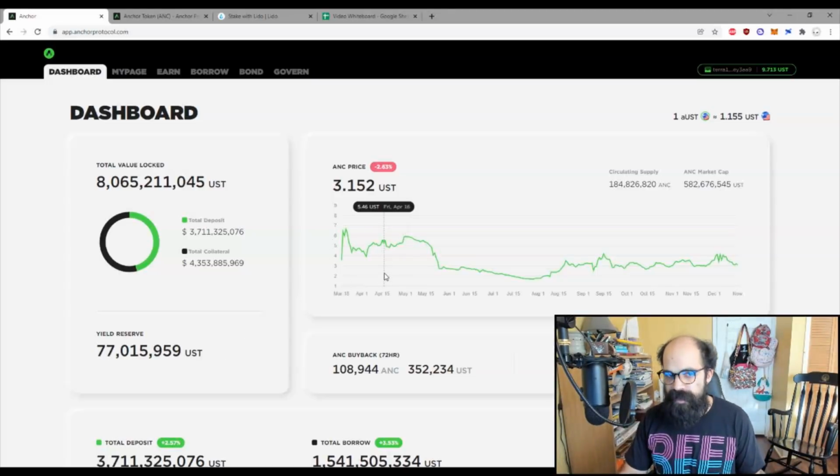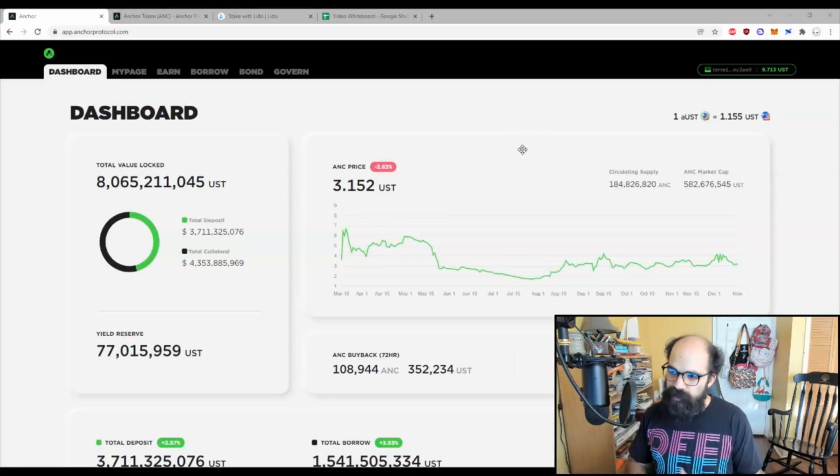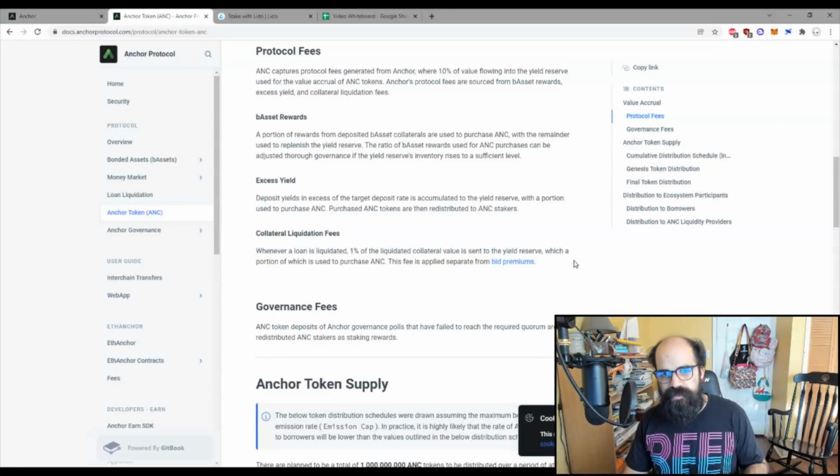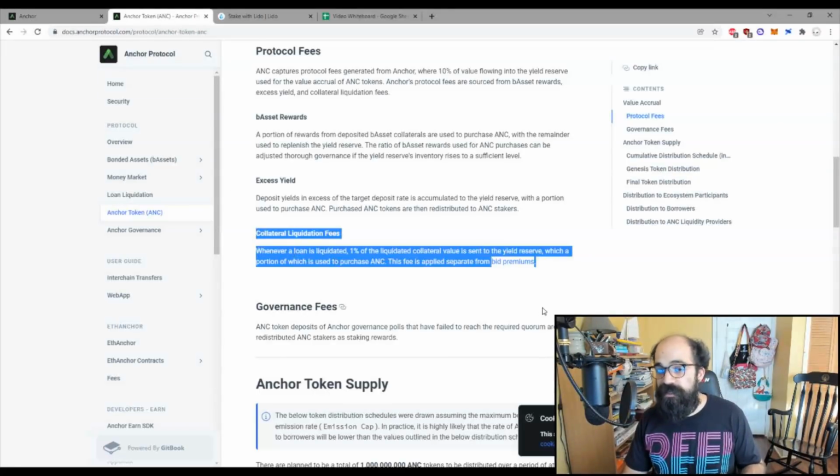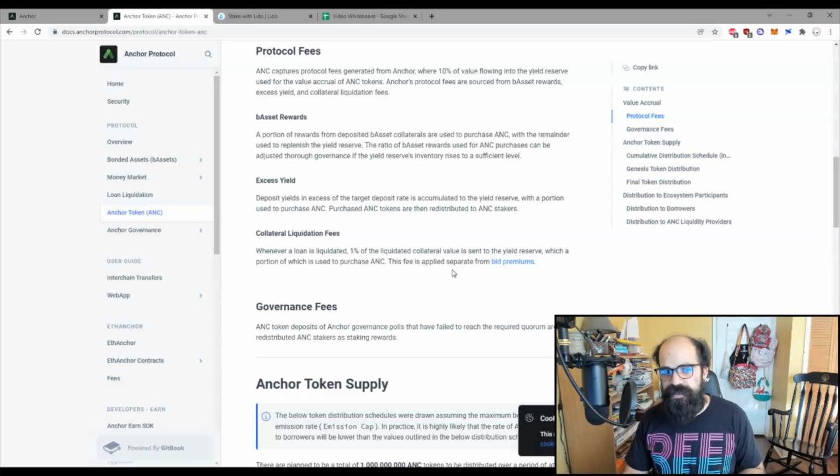Okay, so let's check out the math. And I will say before we do the math that those are not the only sources of revenue for Anchor, but those are the major sources. Another source for the yield reserve is liquidations. If you look in the documents right here, it says 1% of liquidated collateral value is sent to the yield reserve, a portion of which is used to purchase ANC. This fee is also applied separate from bid premium. So maybe it's used to buy ANC, but I think we should consider that this is also contributing to the yield reserve in a way that could be used to pay out APR or APY.